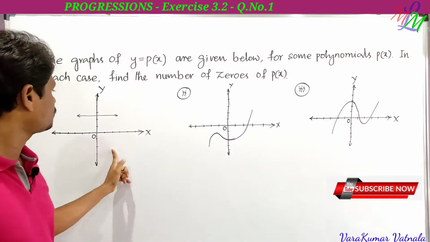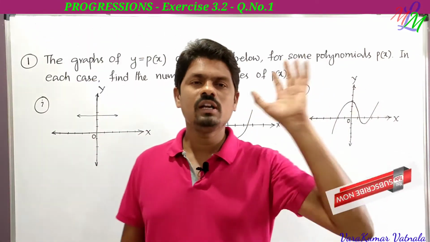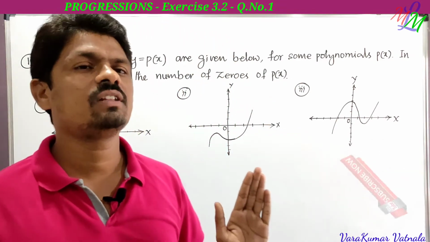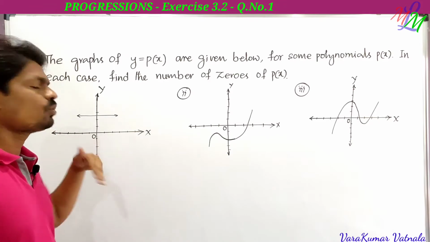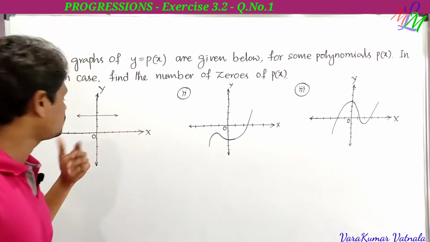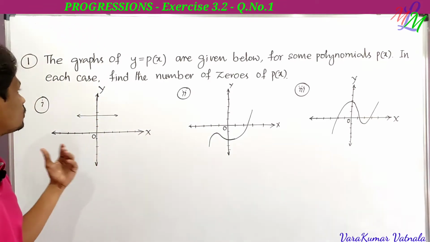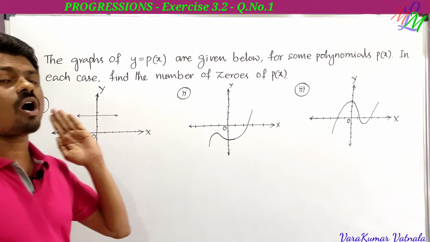So this is the first one, second and third. Totally we have 6 graphs in the first question. So I have drawn 3 first, and one by one we have to discuss. This is the first graph. He is asking to find the number of zeros. So how can we say?